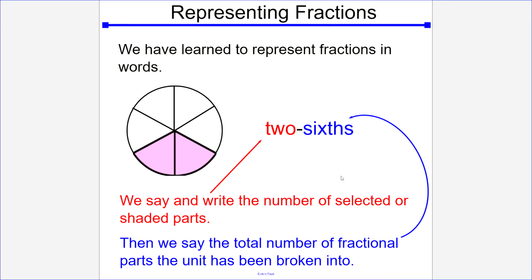When we say or write the name of a fraction, we start by saying or writing the number of selected or shaded parts. There are 2 parts shaded in this fraction, so we say 2 first. Then we say or write the total number of fractional parts that the unit has been broken into. In this case, it's 6.